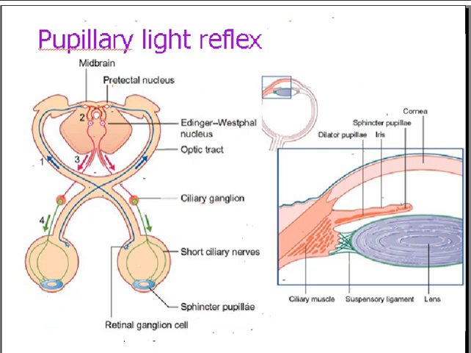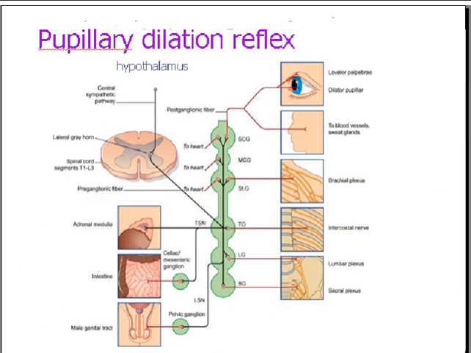Let's look at the opposite, which is the pupillary dilation or dilatation reflex, where the sympathetic nervous system is involved. From the hypothalamus, you have impulses traveling down, usually in response to dim light or when one is scared. Then the hypothalamus gets stimulated because it has connections with the autonomic nervous system. So from the hypothalamus, fibers travel all the way down. These are those descending autonomic fibers.